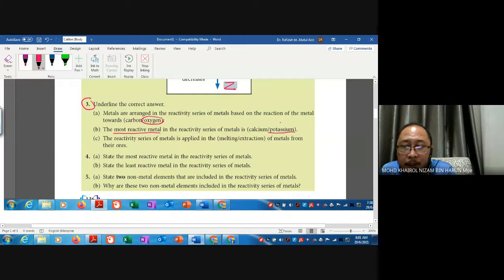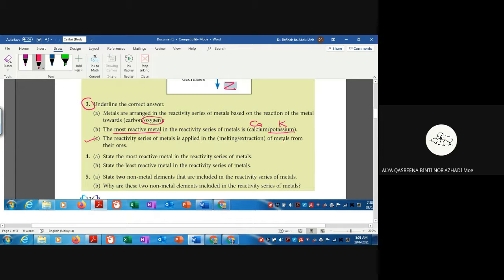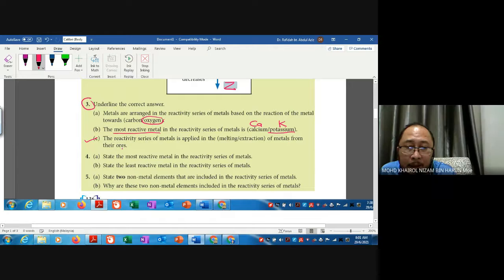Potassium, the symbol is K. Better for you to try to remember. Calcium is Ca. Okay, C. The reactivity series of metals is applied in the extraction of metal from their ore.